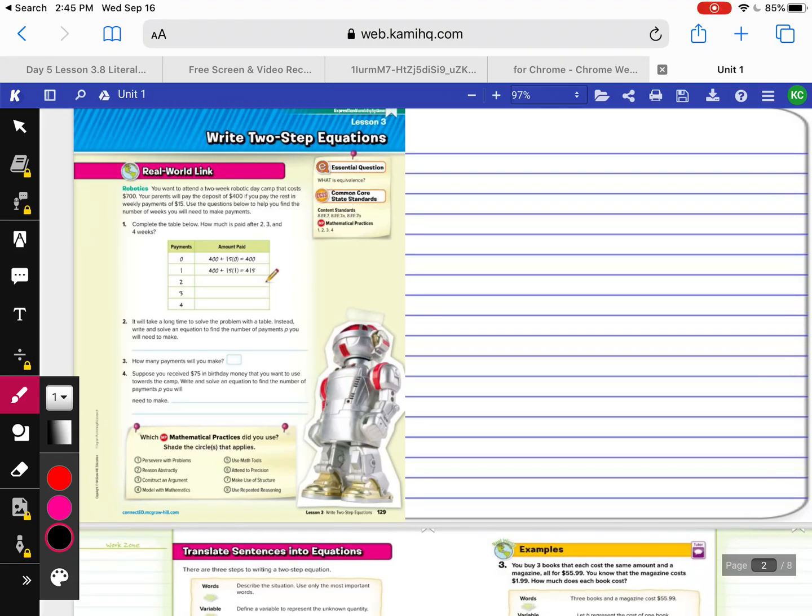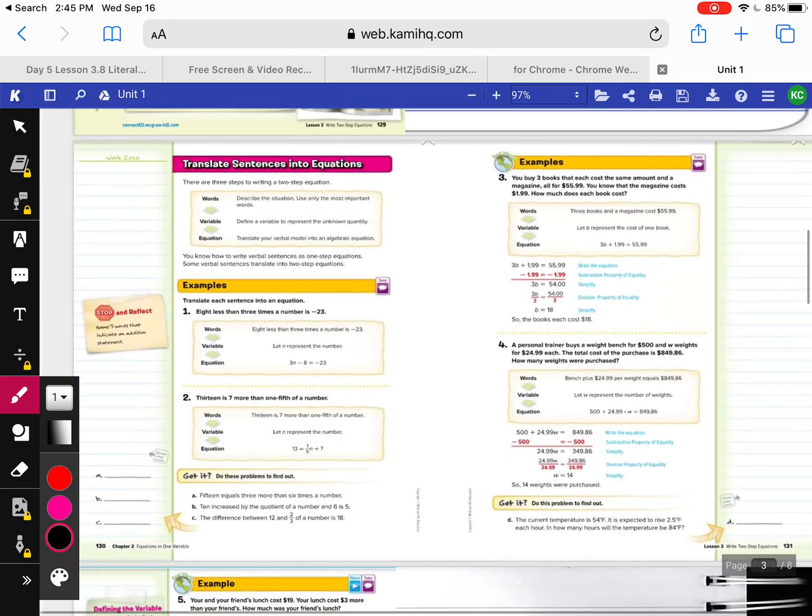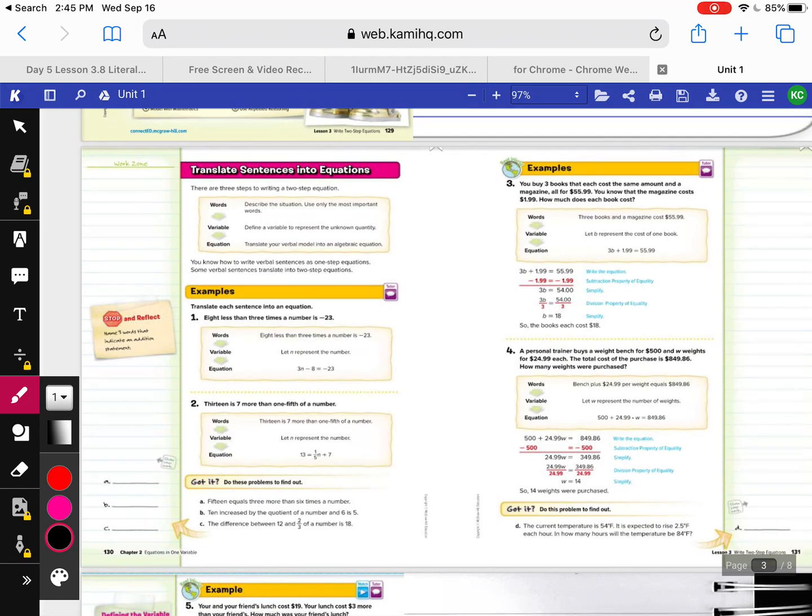Hello. Today we're going to look at writing two-step equations. This is lesson 3 in chapter 2 of our math books. And we're going to go ahead and head to page 130. On page 130, we're going to look at how we can translate sentences into equations.